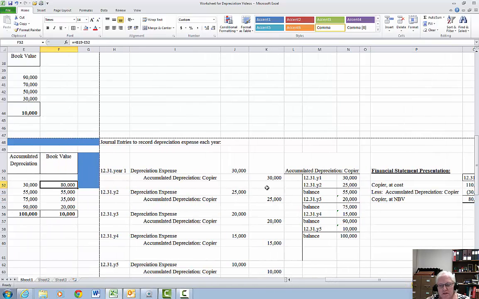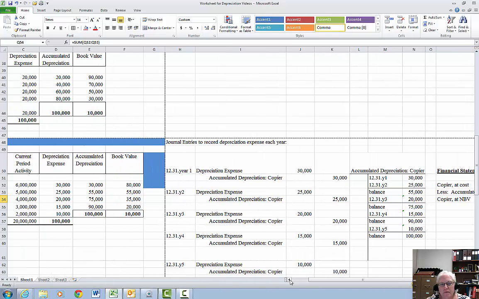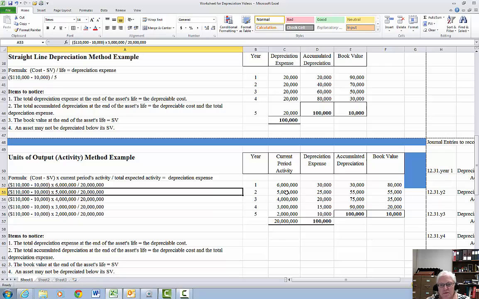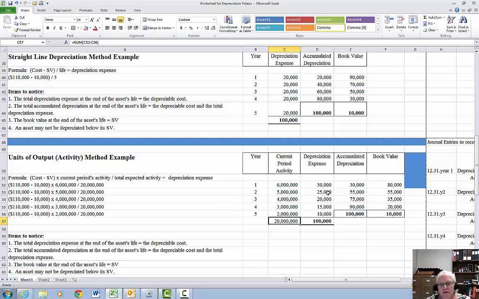The asset shows up on the balance sheet at cost, and we'll label whether the asset is a building, machine, vehicle, equipment, whatever it happens to be. In year 2, we're going to make sure we label that this is what it costs: 100,000 times 5 over 20 equals 25. We also have to put on the face of the balance sheet the accumulated depreciation for each asset.